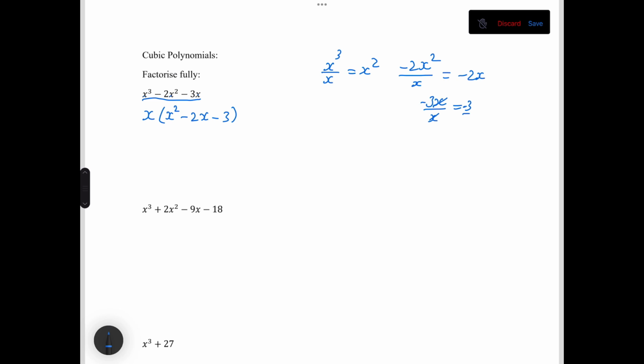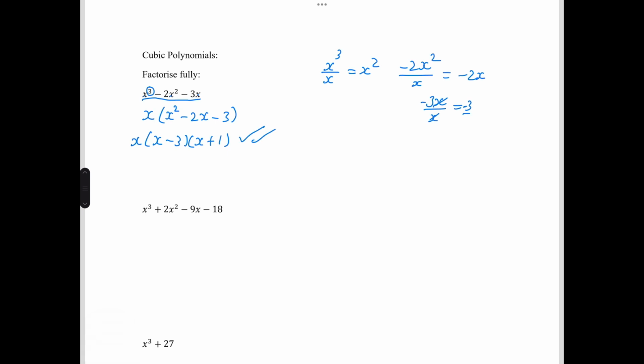Now because you have an exponent to the power of 3, we can have at least 3 brackets. And so we factorize the trinomial again. It's going to give me x minus 3 and then x plus 1. Because if you simplify the coefficients in the brackets, it must give me the middle term, which is negative 2. Right, so let's go to the next one.